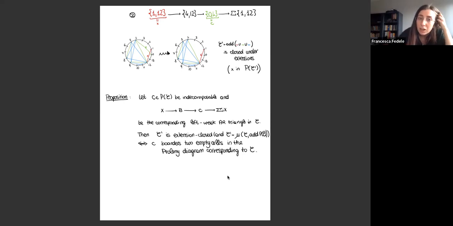And just as a final remark, this also agrees with mutation of cluster tilting objects, because as I said before, cluster tilting objects actually correspond to triangulations. But then if you want to mutate a triangulation at any of its diagonals, this diagonal borders two triangles, and two triangles are always two empty cells. So you can always remove one and replace it with the only other option available. And then this process will give you a new cluster tilting subcategory, which is extension closed. And our process would give you exactly the same result. And this was the result I wanted to end with.